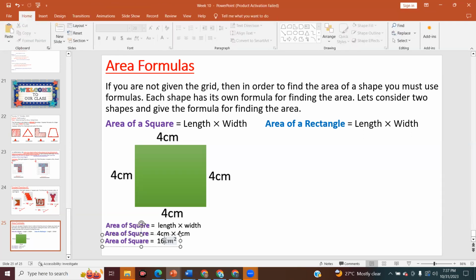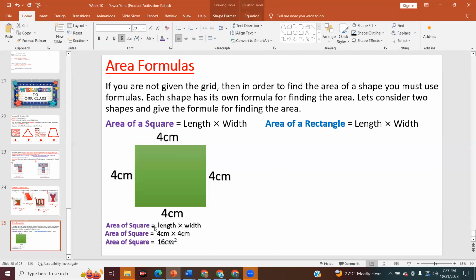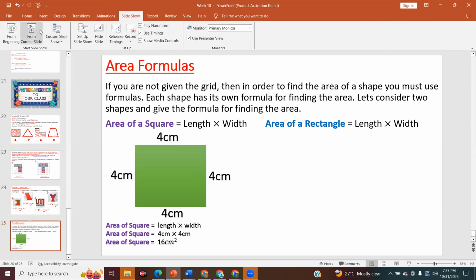So what did we do? All we did was find the area of the square. How did we do that? Well, the area of the square is length times width. What is the length? The length is 4. What is the width? The width is 4. So it's 4 times 4.